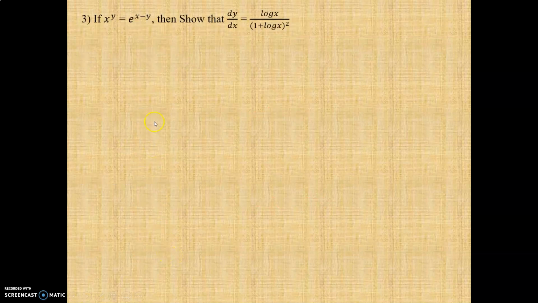Next question is, if x raised to y is equal to e raised to x minus y, then show that dy upon dx is equal to log x upon (1 plus log x) whole square. So we'll consider this question, x raised to y is equal to e raised to x minus y.